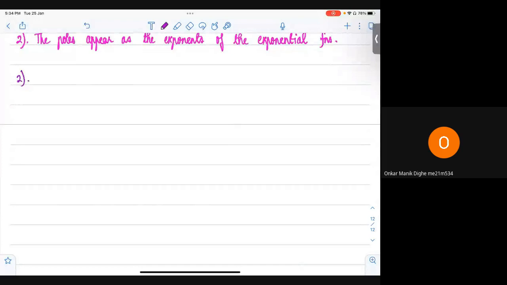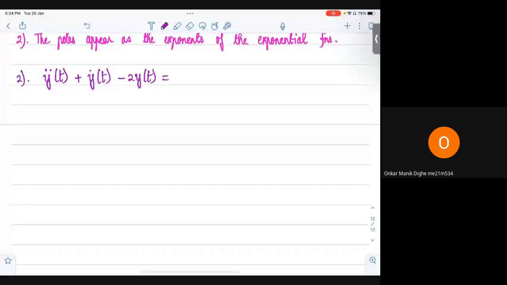Yes, sir. Now let us go to the second example. We consider the system y double dot t plus y dot t minus 2y of t is equal to u of t. This is the second example. We essentially do a similar analysis here. First, let us take the Laplace transform on both sides. Let's do this exercise.